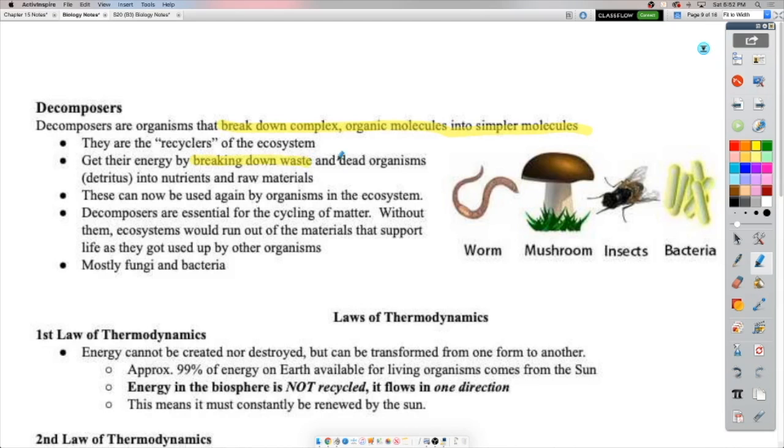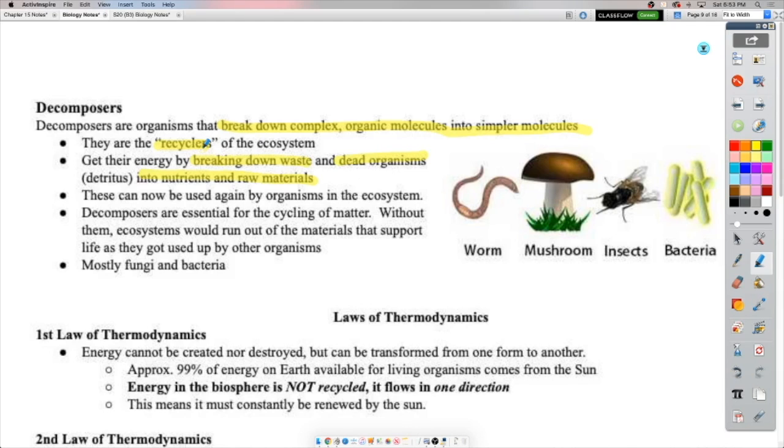So by breaking down waste and dead stuff, they turn it into nutrients. They take this dead stuff and break it down into the nutrients that are needed by the other stuff in the ecosystem. Okay, so they're like recyclers. They take this old dead stuff that's just sitting there doing nobody any good, and they turn it back into nutrients that can now be used again. Important to note, they are not recycling energy, they are recycling matter.